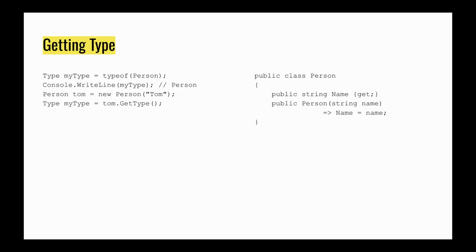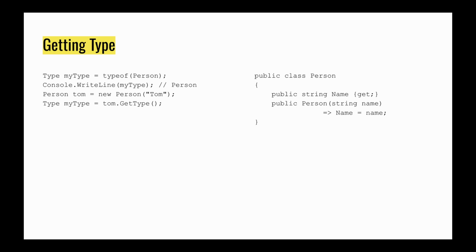Getting type. To manipulate a type and get all the information about it, we need to get the type first. This can be done in three ways: using the typeof operator, using the GetType method of the object class, and using the static Type.GetType method. Obtaining a type via typeof.